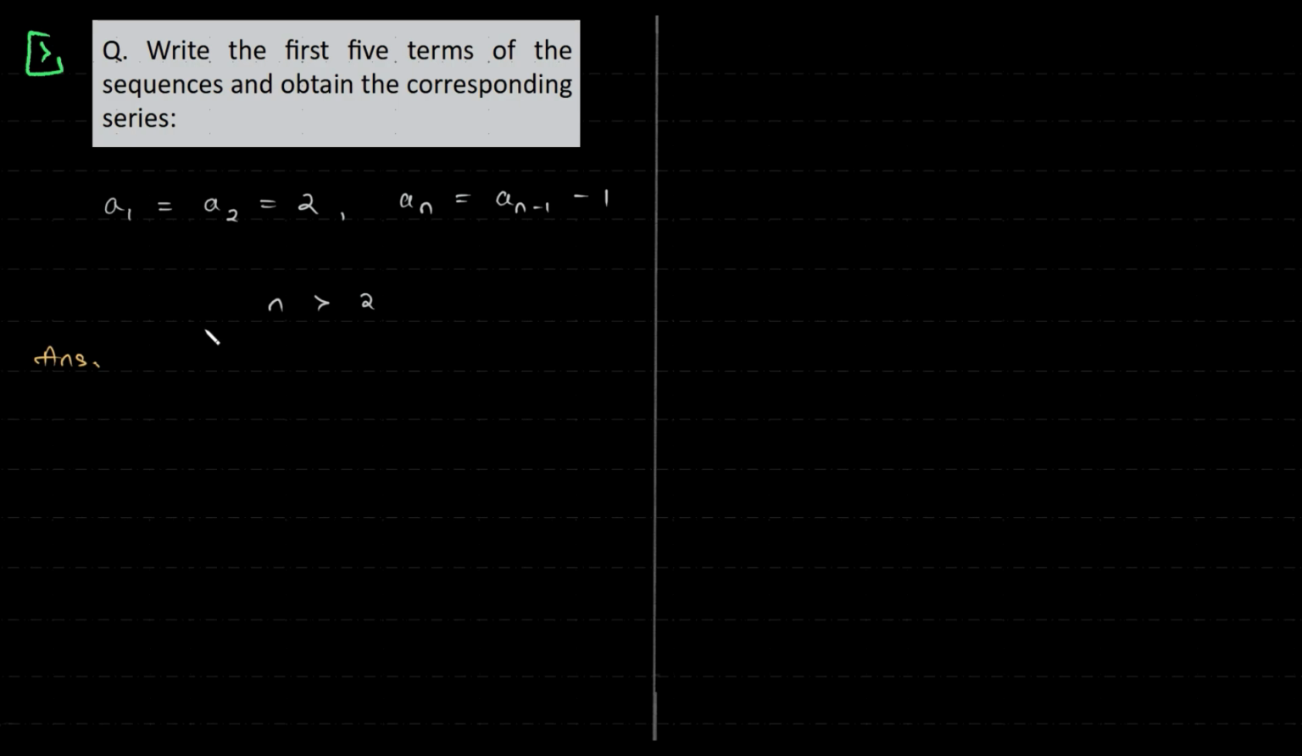Write the first 5 terms of the sequence and obtain the corresponding series. So we have been given A1 = 2, A2 = 2, and A_n = A_(n-1) - 1 for n greater than 2.